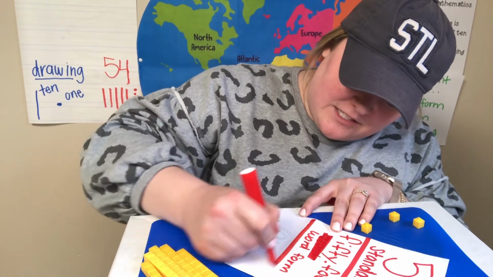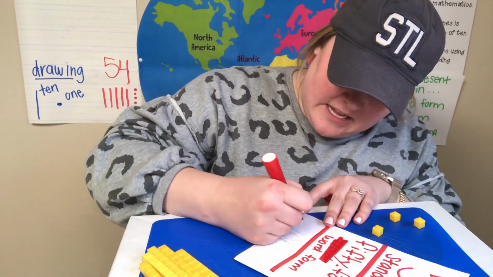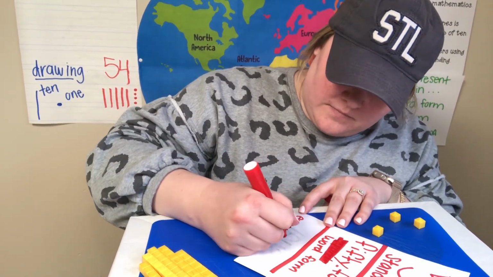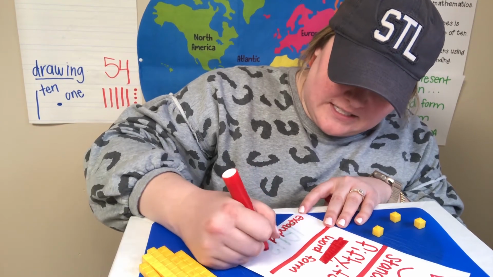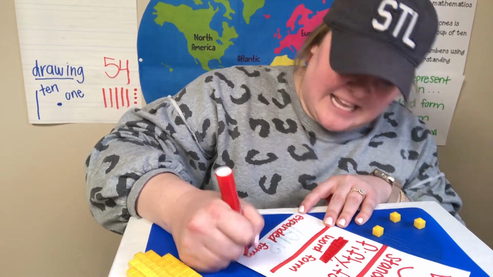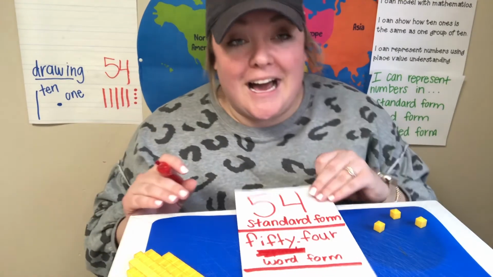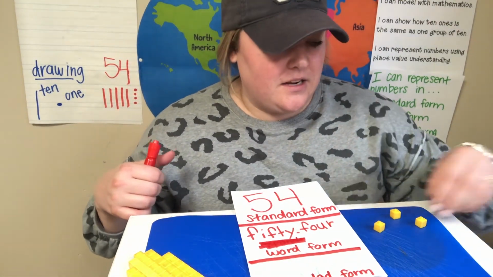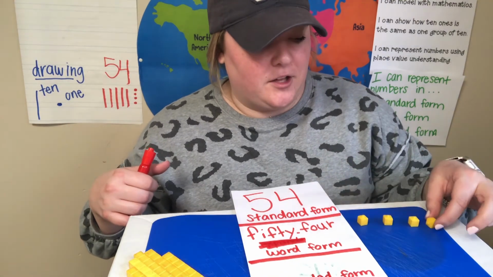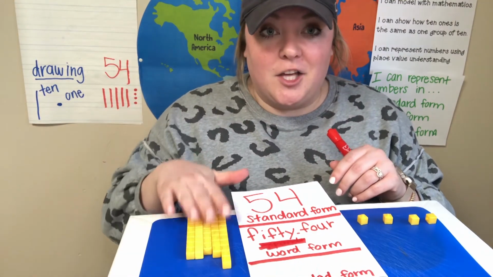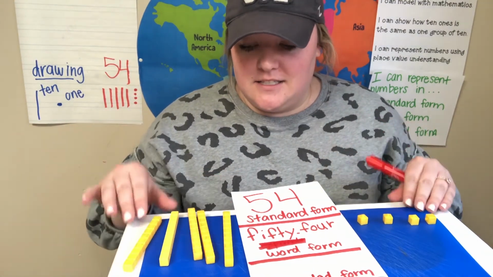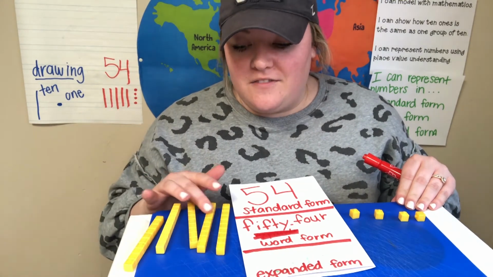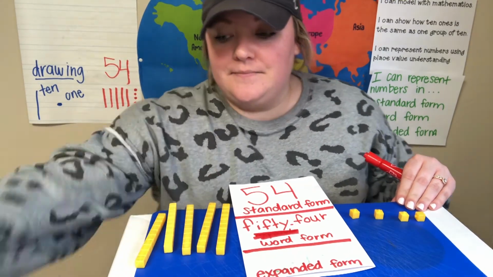And our last form is expanded form. You guys remember what expanded form is? I said this one was personally the one I thought was the most important. Expanded form is when you write the value. So what is the value of 5 tens? The value of 5 tens.